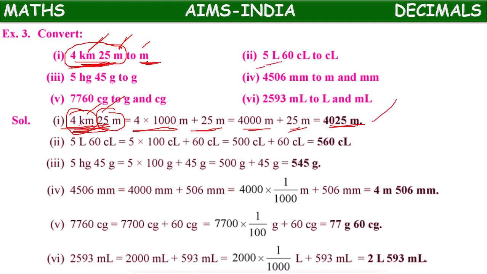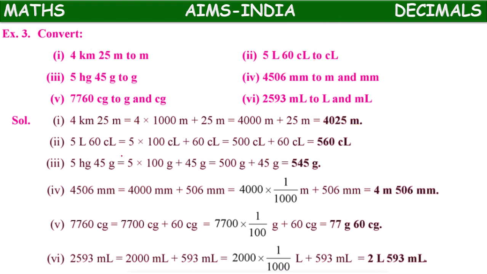Next, 5 liter 60 centiliter. This 5 liter also has to be converted to centiliter, and after that added to 60 centiliter, so that the total value will be in centiliter. So this 5 liter, how many centiliters? Liter will be in the units place. Before that, sorry, after that deciliter, then centi. They are asking here for centi.